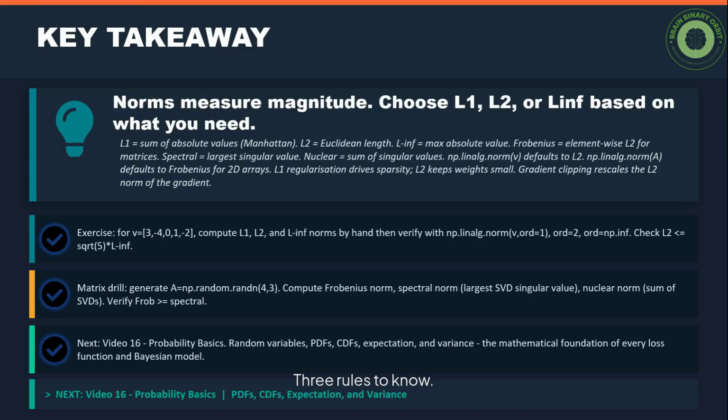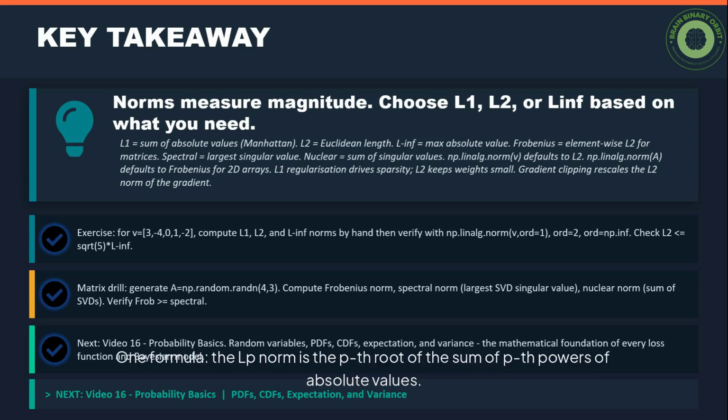Three rules to know. L1 for sparsity, L2 for smoothness, L infinity for worst-case bound. One formula: the Lp norm is the pth root of the sum of pth powers of absolute values.